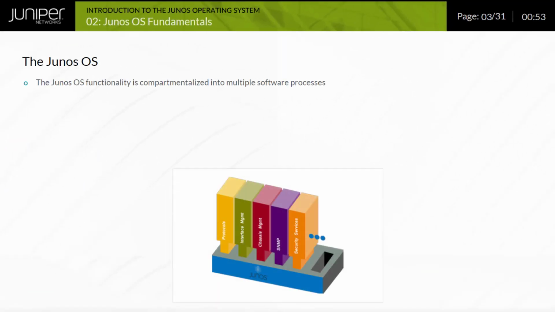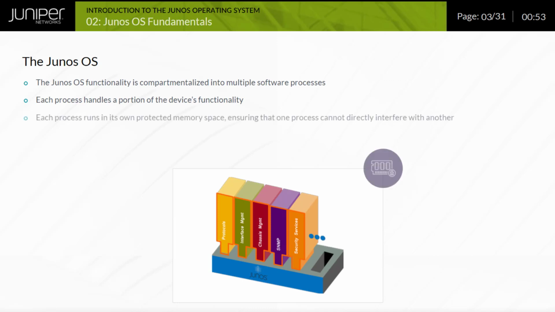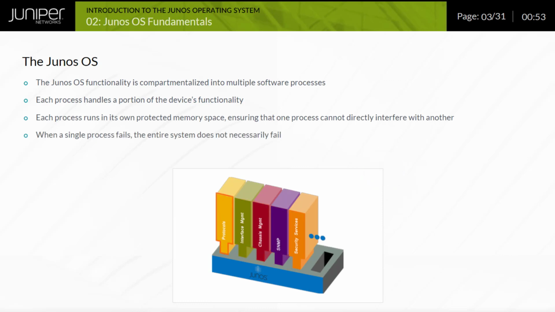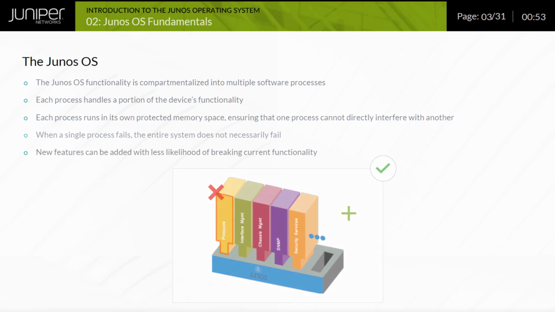The Junos OS functionality is compartmentalized into multiple software processes. Each process handles a portion of the device's functionality. Each process runs in its own protected memory space, ensuring that one process cannot directly interfere with another. When a single process fails, the entire system does not necessarily fail. This modularity also ensures that new features can be added with less likelihood of breaking current functionality.